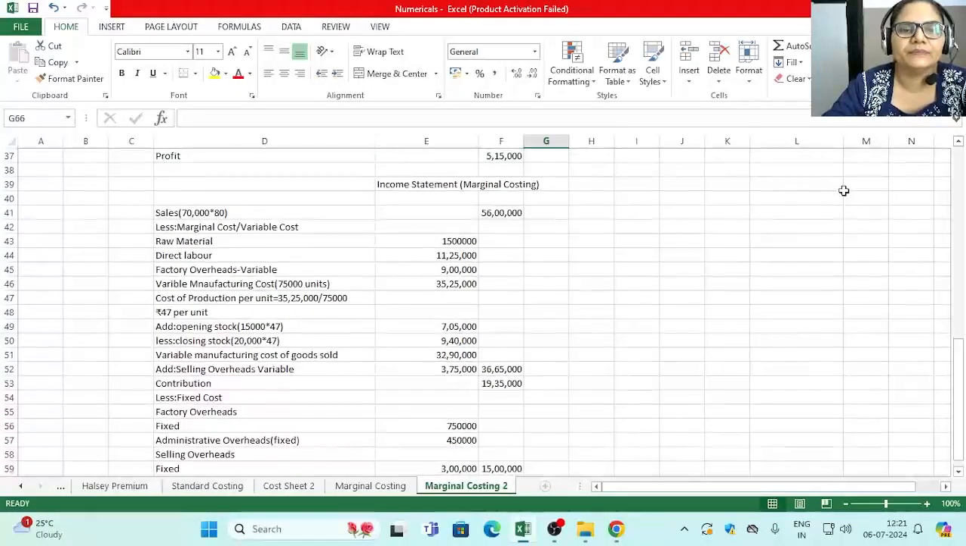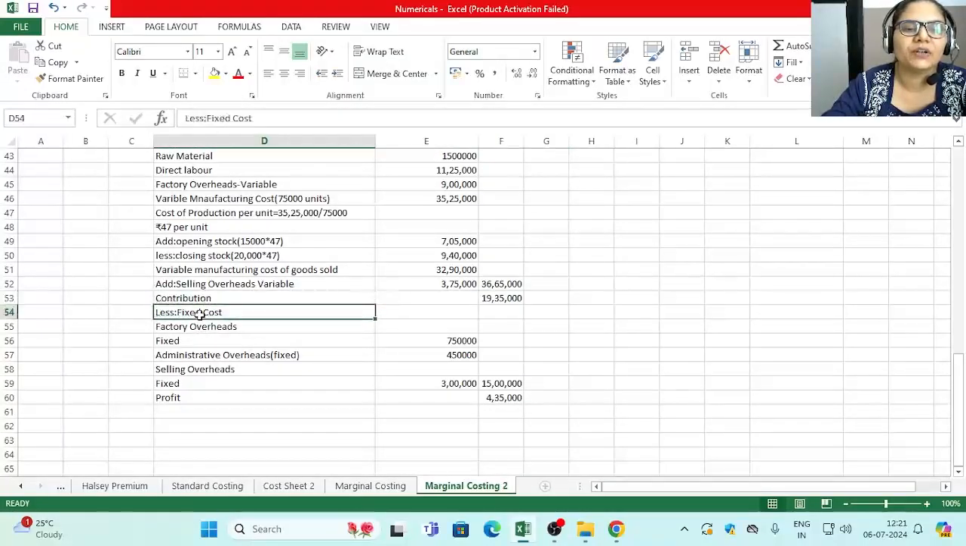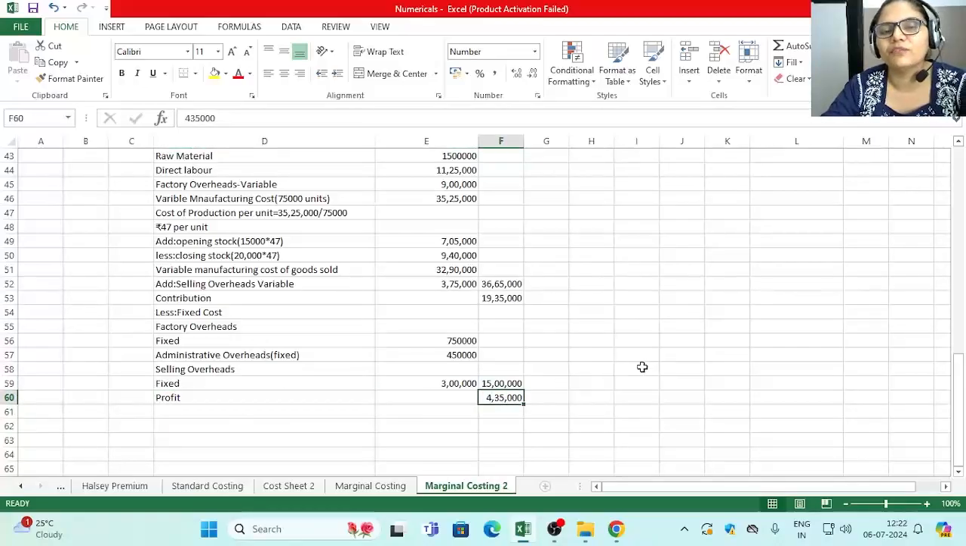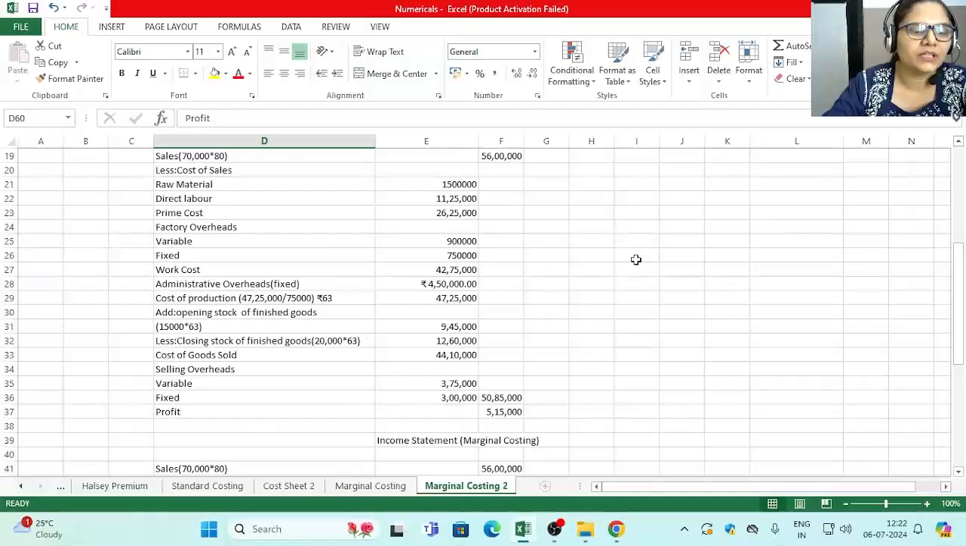I'll brief it up again. Sales is 56 lakhs. From it, we will deduct all variable costs we have already discussed. We will finally get the contribution. From contribution, we will deduct all fixed costs: factory overheads, which are fixed, administrative overheads, fixed value, selling overheads, fixed value. And we will add all these values, and from 19,35,000 we will deduct this, contribution minus fixed cost, which will give you a profit of 4,35,000. So this is how we got the profit under marginal costing.